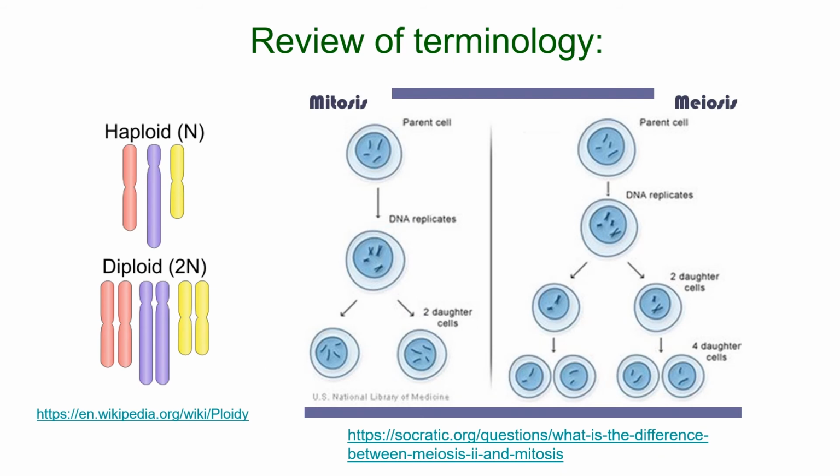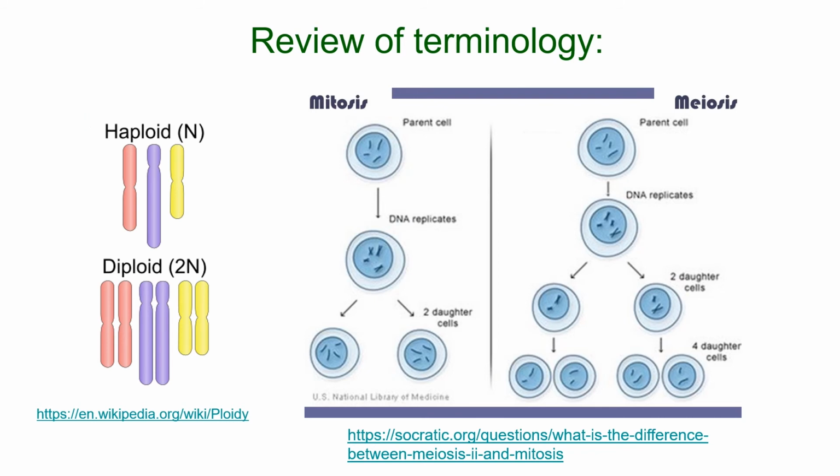So before we talk through that life cycle in detail, let's review some of this terminology. We'll start over here on the left with the difference between haploid and diploid. If you said that we are all diploid, you were correct. We have, as you see here, 2 complete sets of chromosomes in each of our cells. A haploid organism would have 1 complete set of chromosomes in each cell.